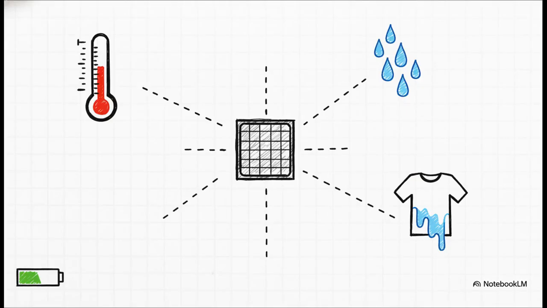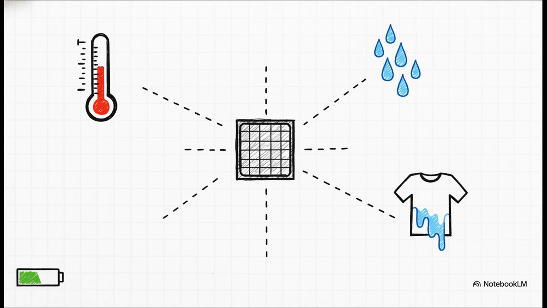Let's look at a very specific sense, the DHT11 humidity and temperature sensor. If you're a beginner, this little blue module is going to be your best friend. It acts as the digital skin of your IoT system. So what is it actually doing? It's measuring relative humidity, which is basically the amount of water vapor present in the air at a specific temperature.